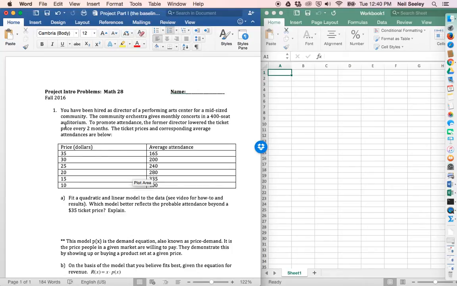So here's the problem. This is just a random type of problem. There's a performing arts hall, and there's this 400-seat auditorium. This will mimic the project that we actually do. So the process is important.